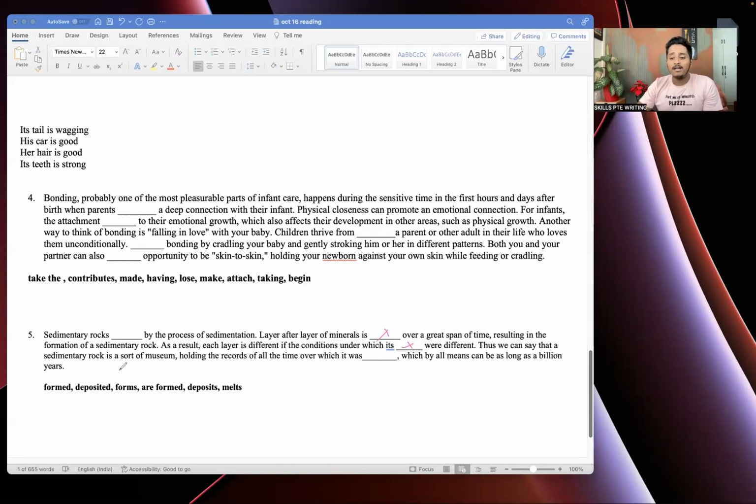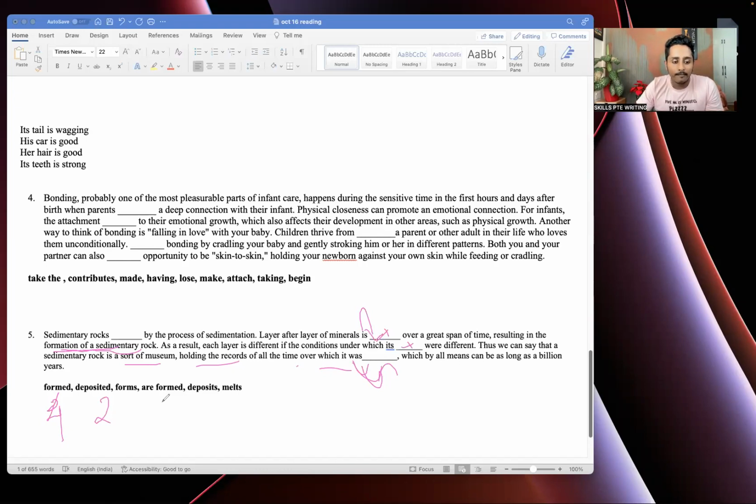Thus, we can say that a sedimentary rock is a sort of museum holding the records of all the time over which it was formation of sedimentary rocks. It was, after was, ed, verb 3, over which it was formed. Is everyone getting it? Fourth one is formed because it's the formation of sedimentary rocks over which it was formed. So this will be deposited. That's how you do it. You wait, and then do it.